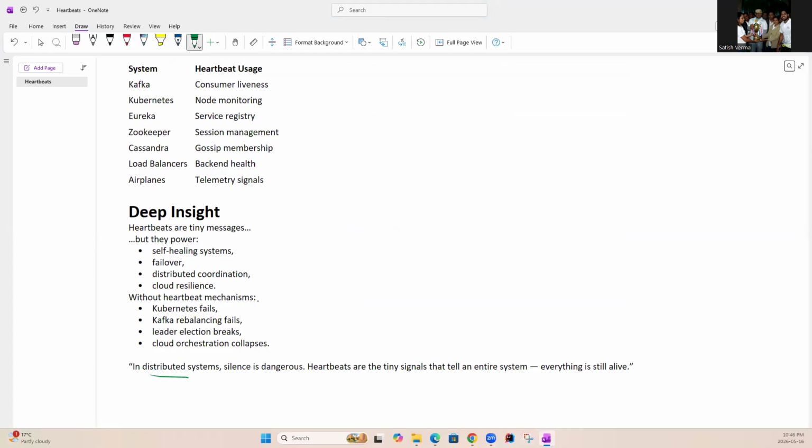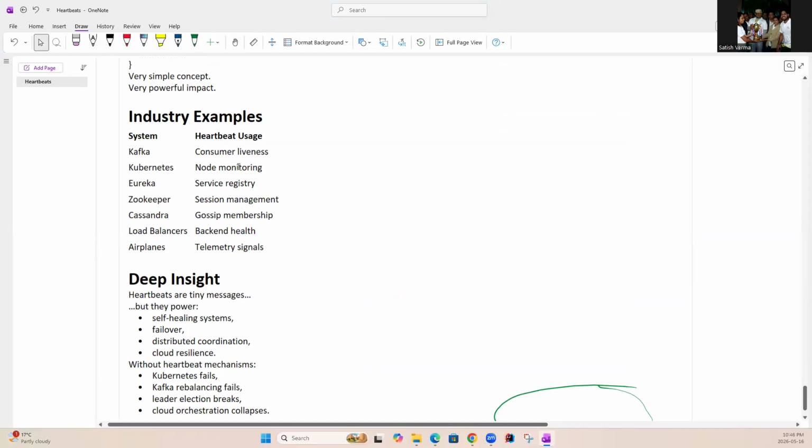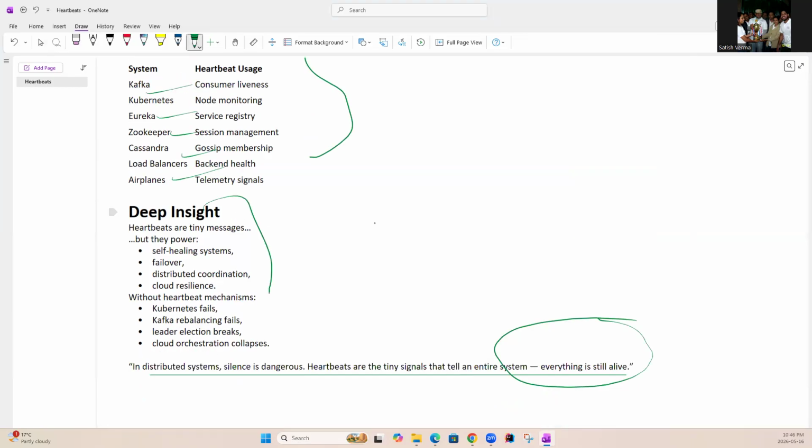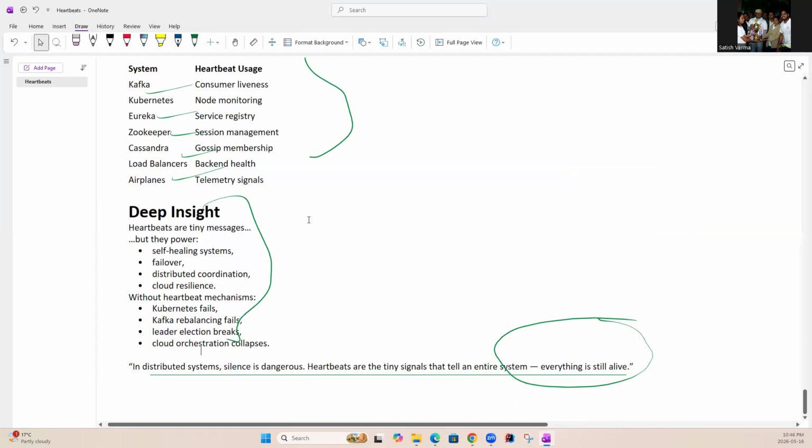In distributed systems, silence is dangerous. Heartbeats are tiny signals that tell the entire system everything is still alive. Okay. So this is our heartbeats. Why did I skip this? These are also examples, not that important. These examples show where we use these, and we already discussed this. I put them just for the sake of notes only. Okay. So this is the heartbeat concept.